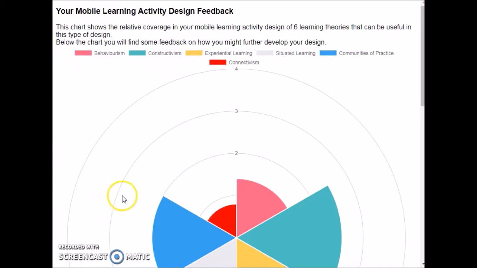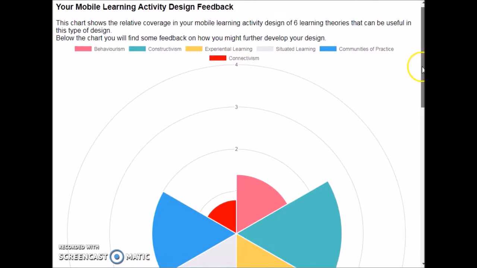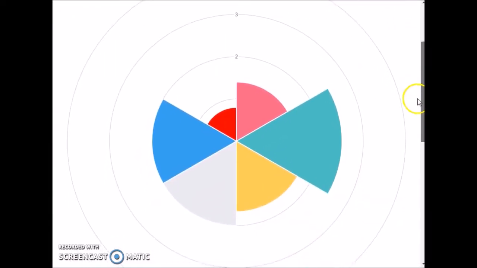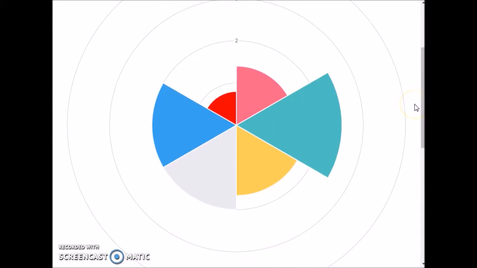Okay. So what I end up with is this feedback. And this feedback, this chart, shows me to what extent my existing mobile learning design is addressing these learning theories: behaviorism, constructivism, experiential learning, situated learning, communities of practice, and connectivism. And you can see that it comes up on this little chart here, giving me a feel for to what extent my activity is or is not leveraging some concepts within learning theory.